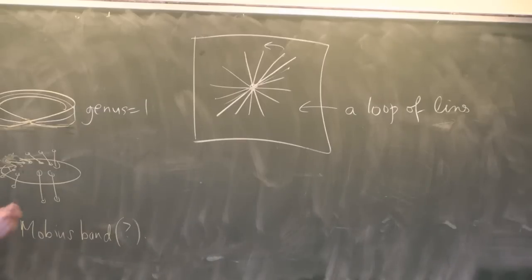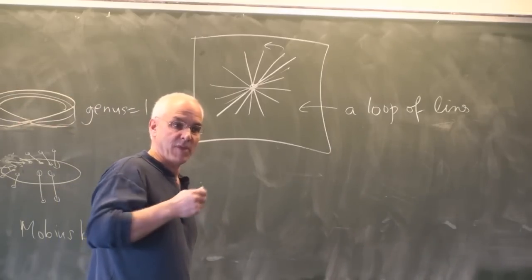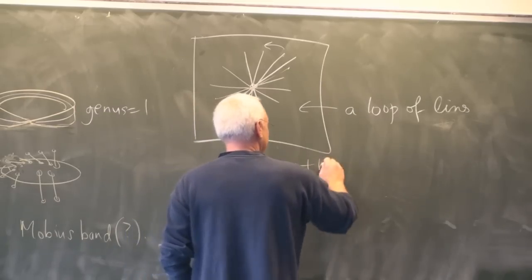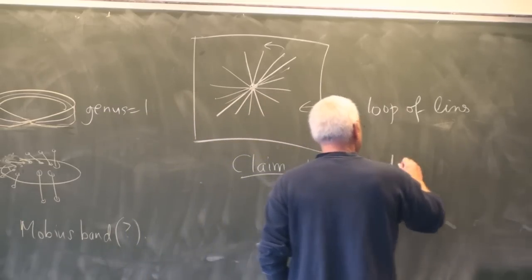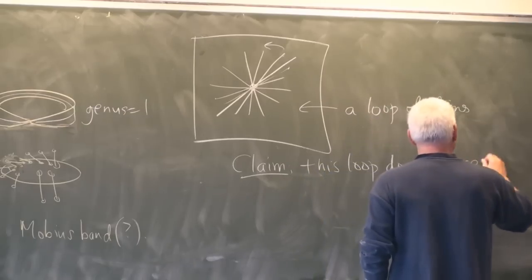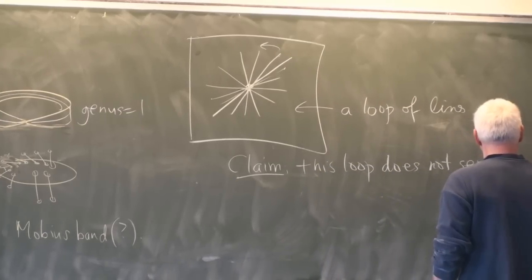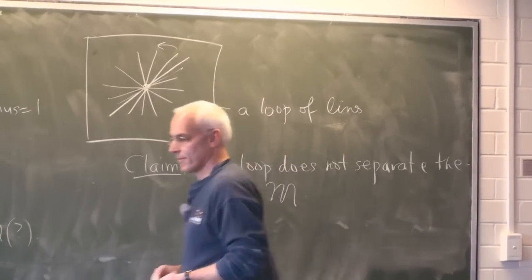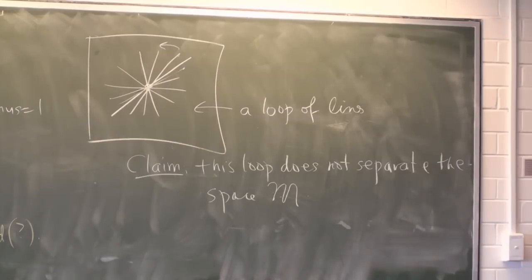So now the question is, does that loop separate the space into two pieces? I claim that this loop does not separate the space. We're calling it M. What does that mean? It means that if we take any two points in our space which are distinct from the loop, we can go from one point to the other in a continuous way, avoiding the loop.